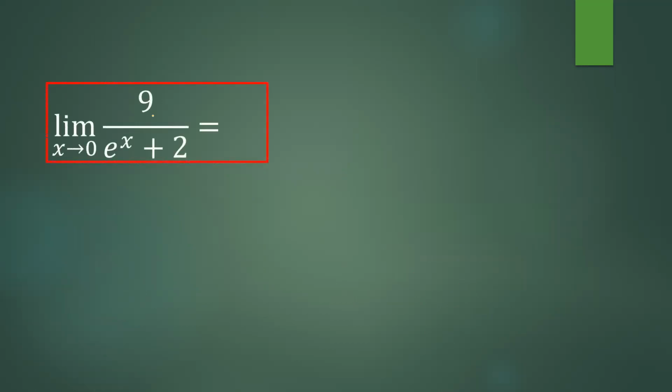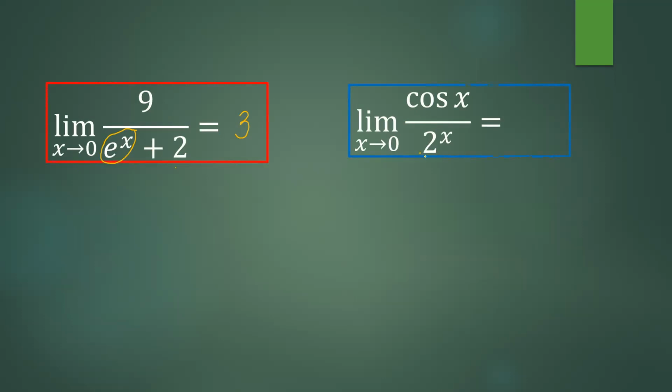Now what about this? If we have limit of 9 all over e to the x plus 2 as x approaches 0, this one will be equal to 1. 1 plus 2 is 3. So we have 9 over 3 and the answer is 3. And so if we have limit of cosine x over 2 to the x as x approaches 0, again, this will be equal to 2 to the 0 or 1. Cosine of 0 is 1. So 1 over 1 is 1.